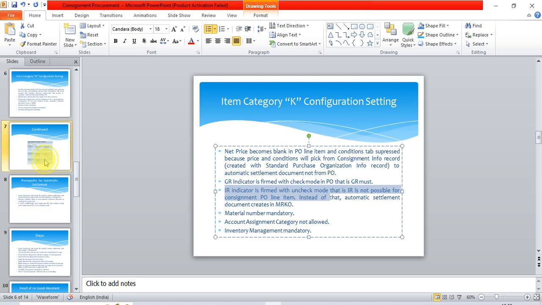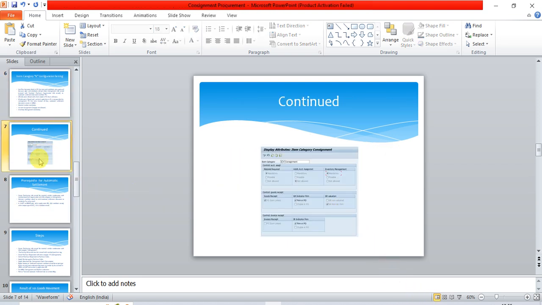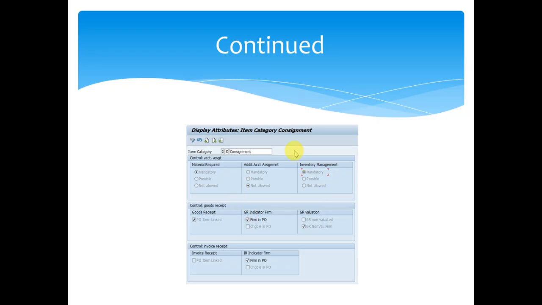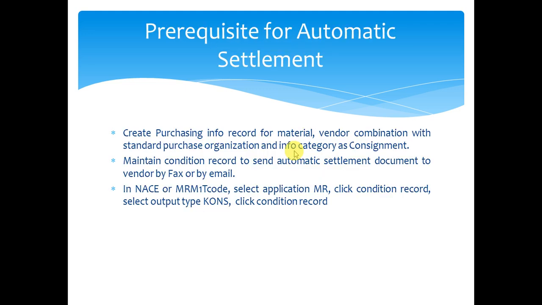So these are some theoretical parts. As we already discussed about item category, these are the control parameters maintained in the item category setting. Then as I mentioned, we need to create the purchasing info record with the standard purchase organization. Let's say there are multiple purchase organizations and you created consignment purchasing info records for all of them, then in that case the system will give preference to the purchasing info record which is created with the standard purchase organization.